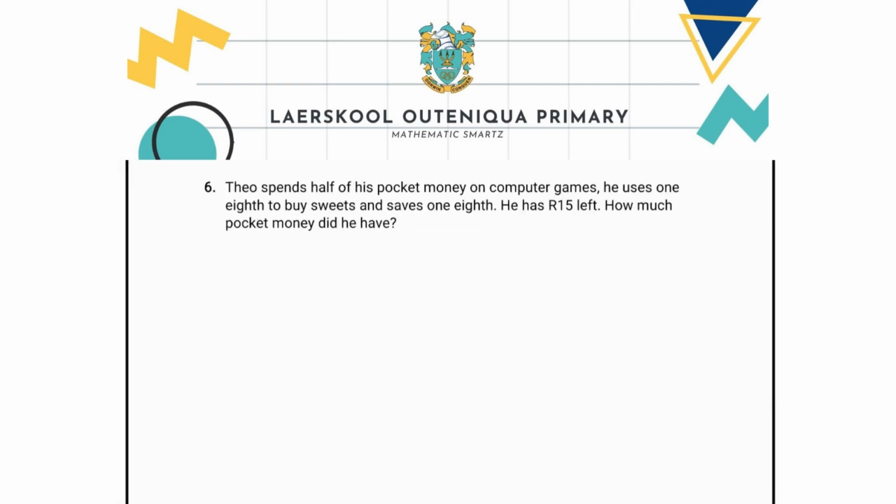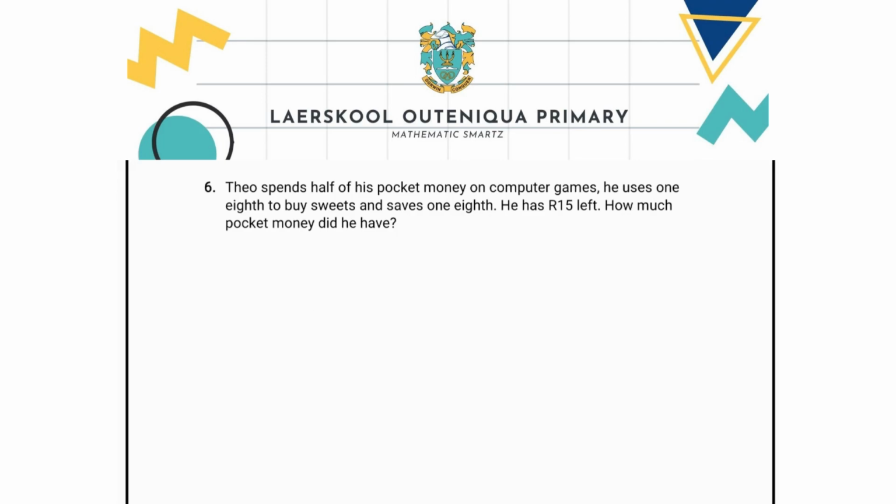Question 6. Theo spends half of his pocket money on computer games. He uses 1/8 to buy sweets and saves 1/8. He has 15 Rand left. How much pocket money did he have? So let's look at what Theo has already used. He's used half of his pocket money on computer games. He's used 1/8 to buy sweets. And he's also saved 1/8.